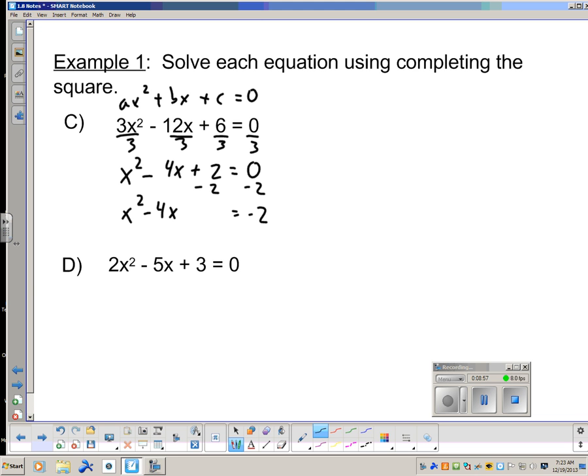And then we're back to doing exactly what we did on the other ones. We take our b value, divide by 2, square it, and add to both sides. So it's the b value that we have now. Our b value now is -4.